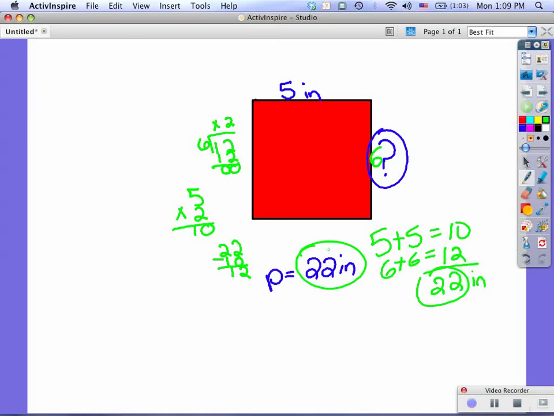So to find the missing side, what you need to do is take the side that you already know, multiply it times 2, and subtract it from the answer that you already have, the perimeter. That would give you the amount of both of these sides combined, and to find out what one side equals, you're going to divide it by 2.